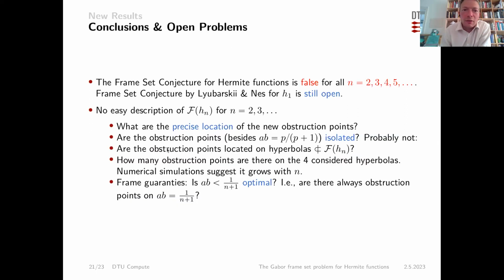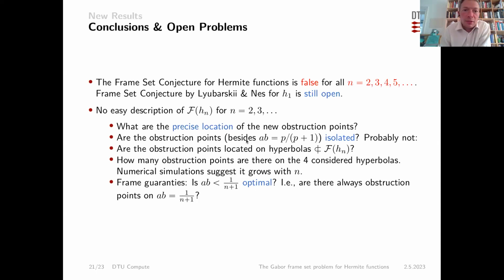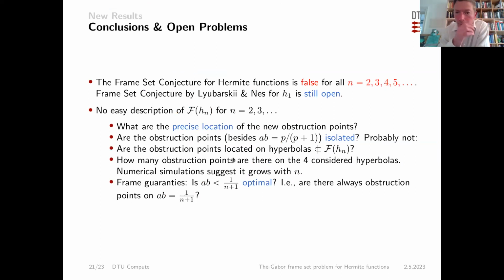I guess not. And one could wonder whether these obstruction points are actually part of some hyperbola that goes into the domain in some way, or at least some kind of geometric object, and not isolated points. And then how many points are there on these considered hyperbolas? I only considered 4 different hyperbolas here: ab equal to 1/2, 1/3, 1/4, and 2/3. And as I mentioned, every single zero here corresponds to an obstruction to the frame point, and one could wonder how many you have, right? For a fixed order, say 20, how many zeros would you actually have? That would correspond to the number of obstruction points.